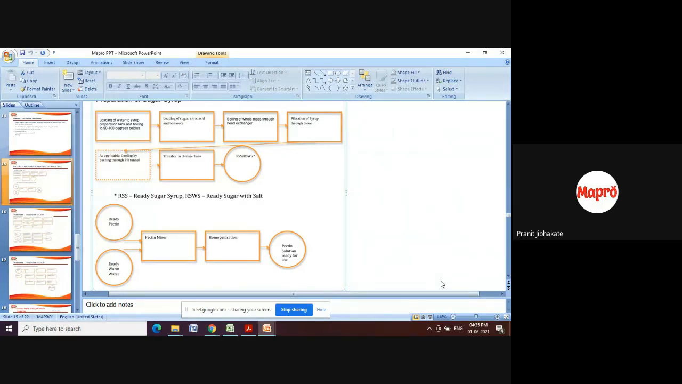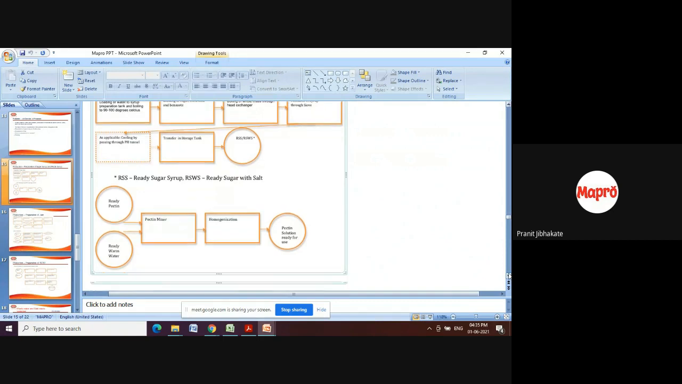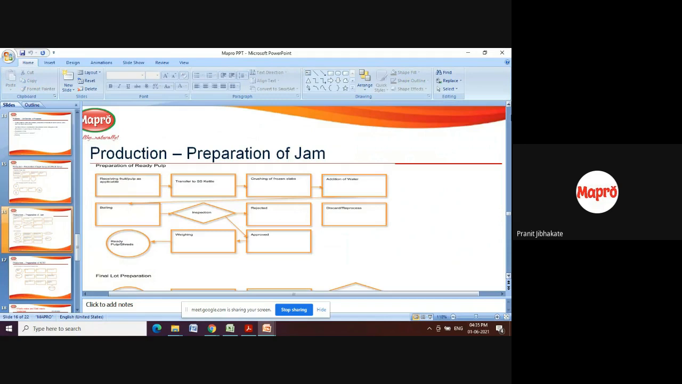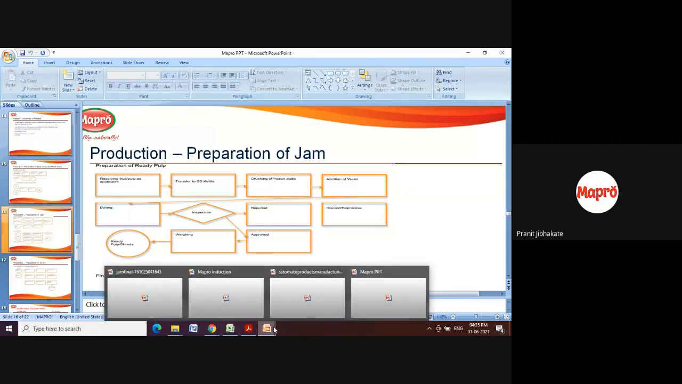Okay, so if you have any question, I'll take it at the end of this PPT seminar. You can ask anything after the presentation is over. So these are the two basic ingredients, sugar syrup and pectin solution. Then we'll see pulp, how the pulp is made.